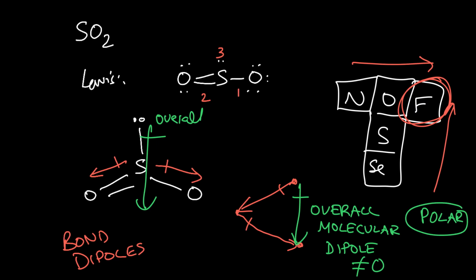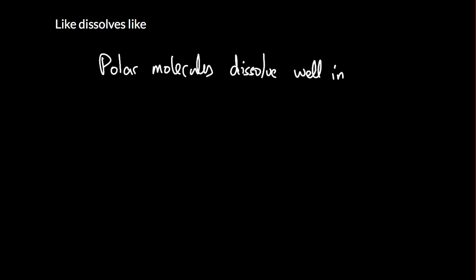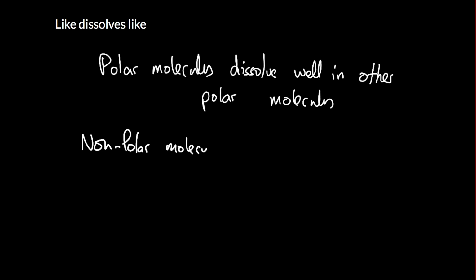So whenever you've got a polar molecule, it means one end of the molecule is positive and one end is negative. You might say, who cares? Who cares if molecules are polar or non-polar? Well, there's a very nice rule of thumb called like dissolves like. And what that means is that polar molecules dissolve well in other polar molecules. And conversely, non-polar molecules, I'll use ditto marks here, dissolve very well in other non-polar molecules.